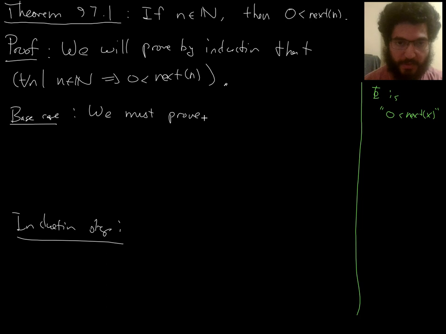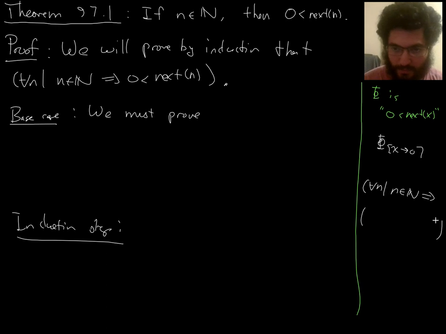Okay, so let's write what we must prove. We must prove basically phi. So the base case will be phi with the x replaced by 0, and the induction step will be phi, but with the induction step is more complicated than that. The induction step will be for all n, if n is a natural number, then, and then what we have to prove is a big implication, right? That phi with x replaced by n implies phi with x replaced by next n.